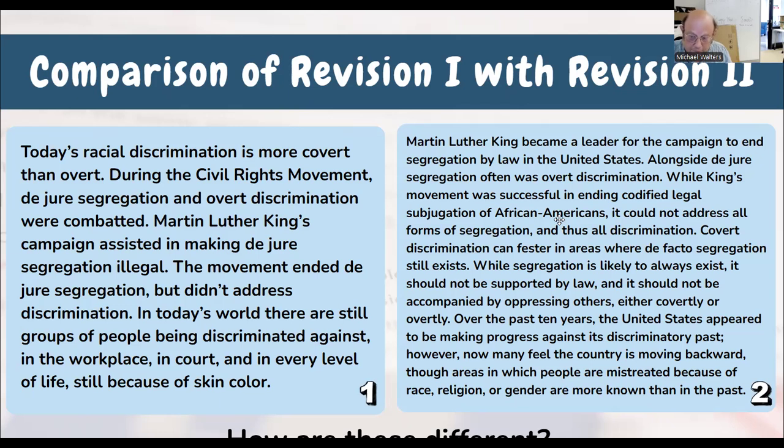Covert discrimination can fester in areas where de facto segregation still exists. While segregation is likely to always exist, it should not be supported by law and it should not be accompanied by oppressing others, either covertly or overtly. Over the past 10 years, the United States appeared to be making progress against its discriminatory past. However, now many feel the country is moving backward, though areas in which people are mistreated because of race, religion, or gender are more known than in the past.